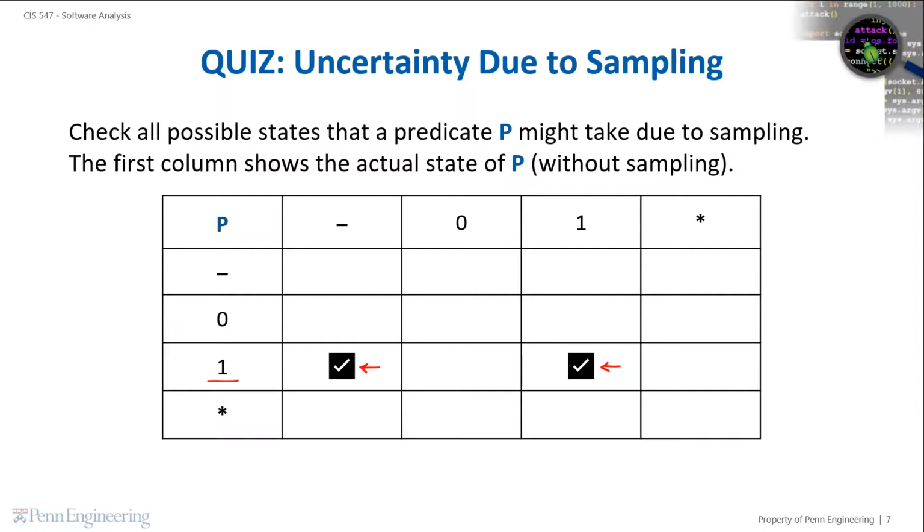Finally, note that we will never record the state as 0 or star, as this would imply that predicate P was false at least once in the run without sampling, which is impossible since we assume that the state of predicate P in the run without sampling is 1. Go ahead and check the boxes in the remaining rows corresponding to what states we might see after sampling if the actual state of P is the one on the far left of the table.